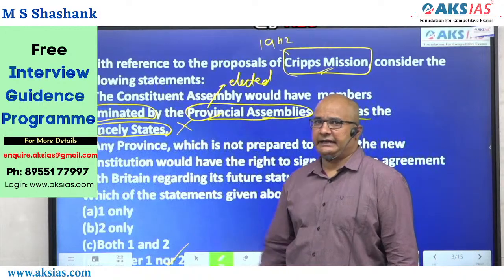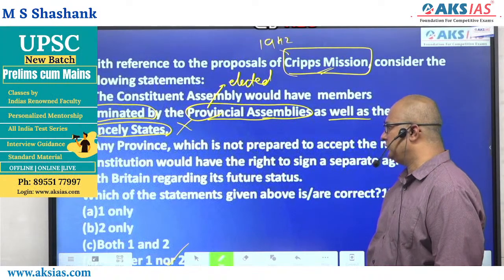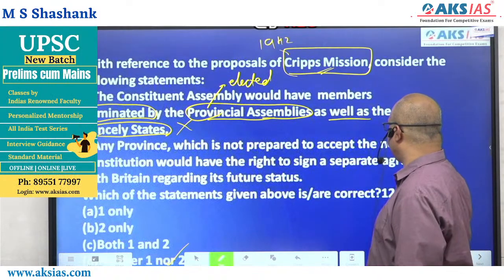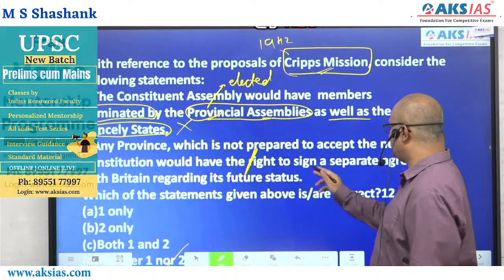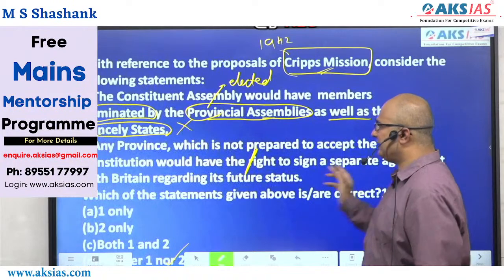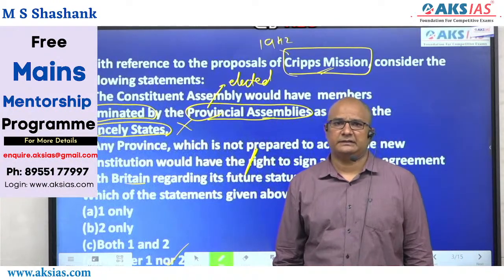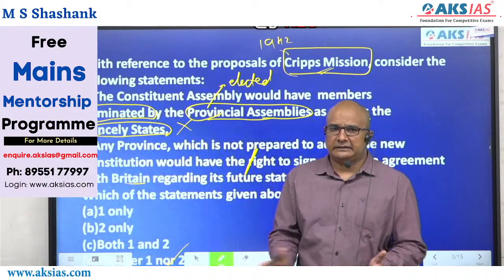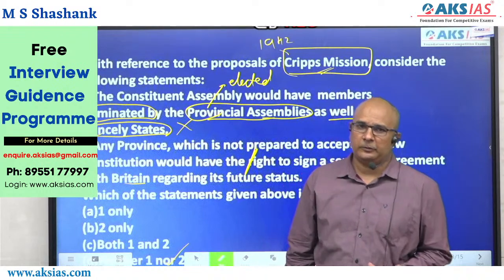Coming to the second statement: any province which is not prepared to accept the new constitution would have the right to sign a, till here it's okay, but right to sign a separate agreement with Britain regarding its future status. If you look at the standard books, the wording is slightly different. What do these books say?